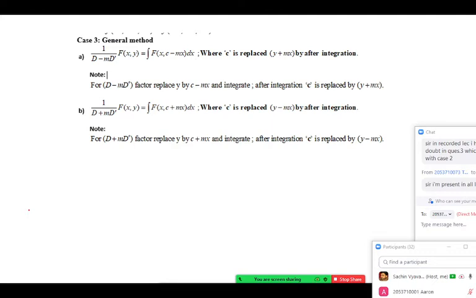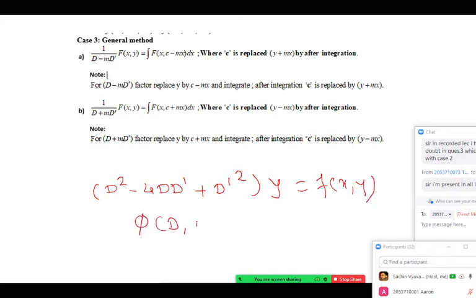Homogeneous partial differential equations are of this form, like D squared minus 4DD' plus D' squared of z is equal to some f of x, y. The RHS is some function f of x, y. So in general, the form is φ(D, D') z equal to f(x, y). This is the form of a homogeneous partial differential equation.